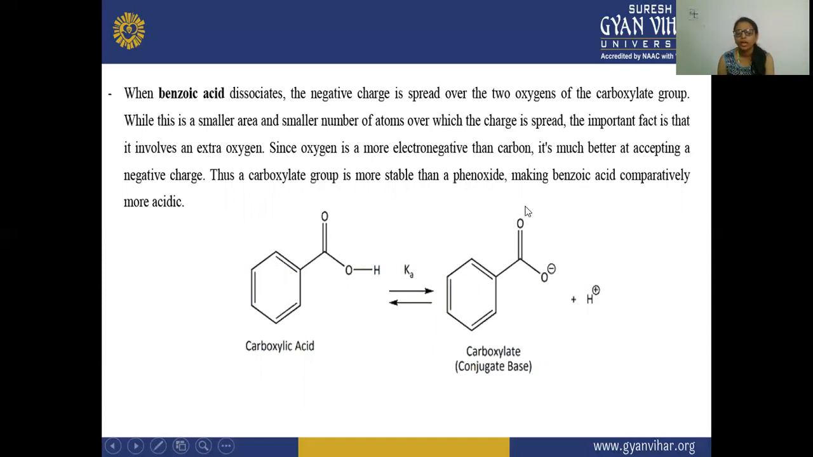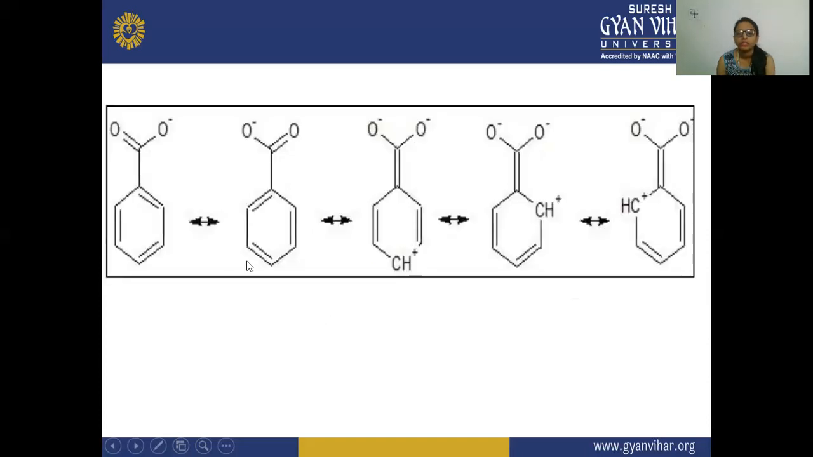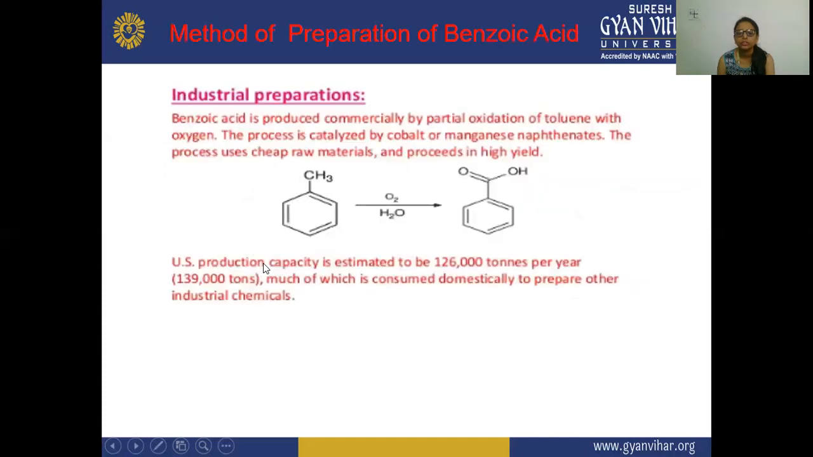So this carboxylate ion is more stable as compared to the phenoxide ion. That is why this benzoic acid is more stable as compared to the phenoxide ion. This is your carboxylate base. Next, this is the carboxylic acid resonance structure.